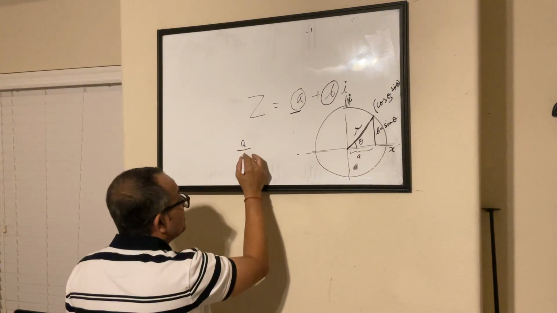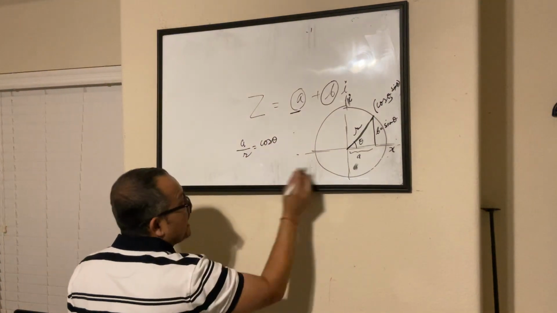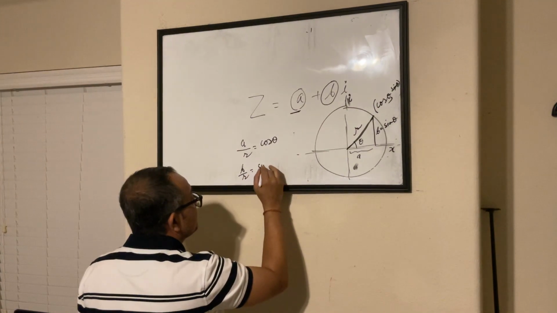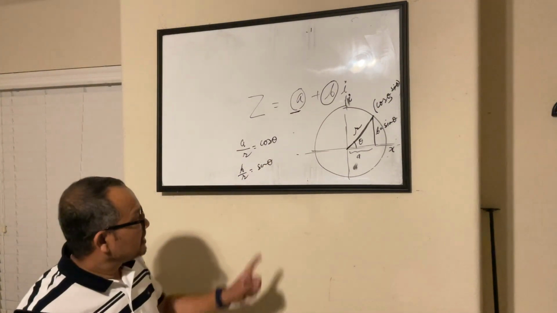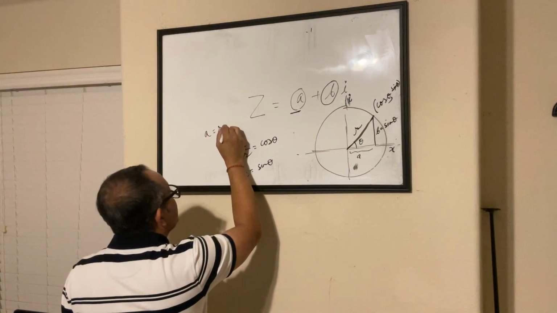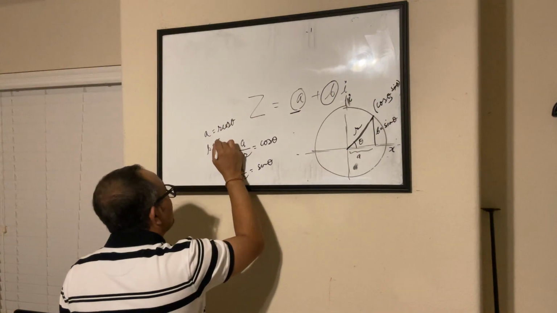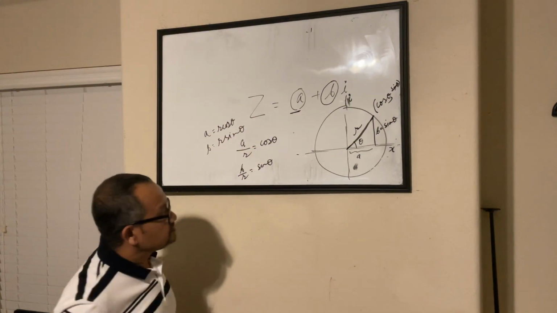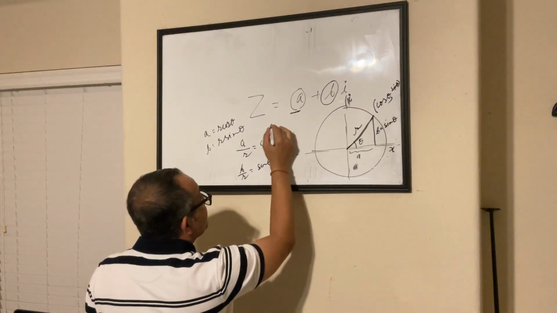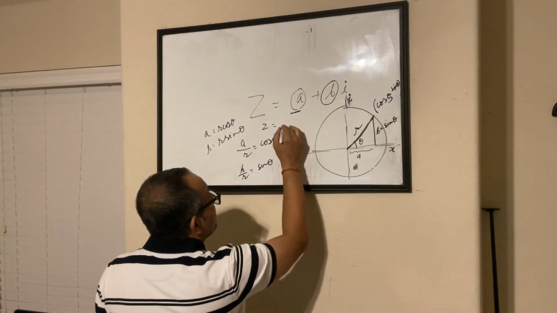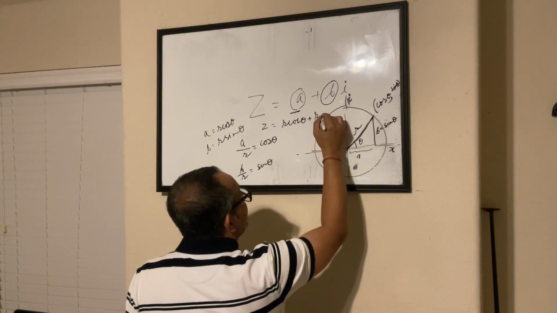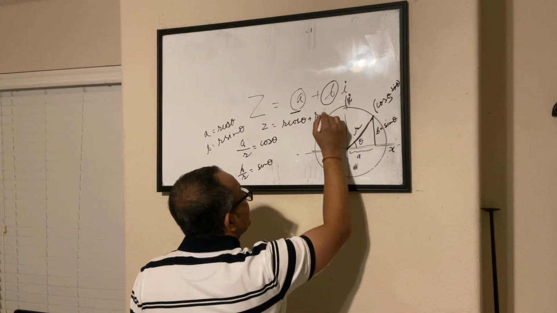A by r is cos theta, and B by r is sine theta, right? So A is equal to r cos theta and B is r sin theta. Okay, so you can as well substitute it here and you will say this is r of cos theta plus r of b, r of sin theta i.